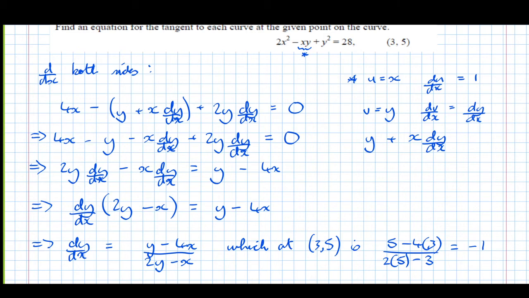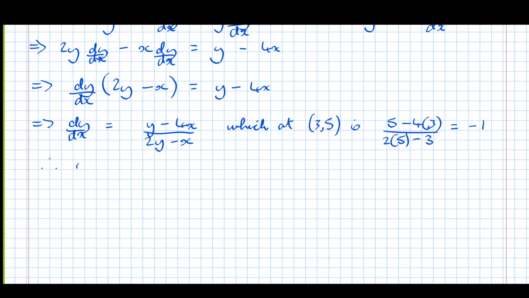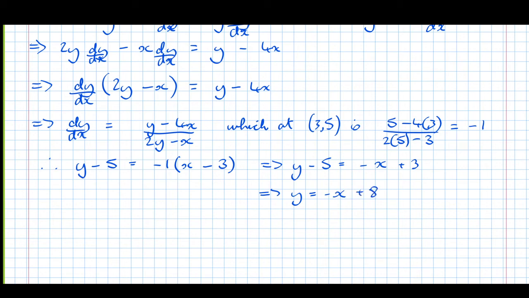So remember, we're trying to find a tangent, so we've got a gradient now, minus 1. We've got a point, 3, 5. And unfortunately, the question is going to go off the screen now, but the point is 3, 5. Therefore, y minus y1 equals m times x minus x1. Multiplying it out, y minus 5 equals minus x plus 3. Which means that y equals minus x plus 8. And we have it there.